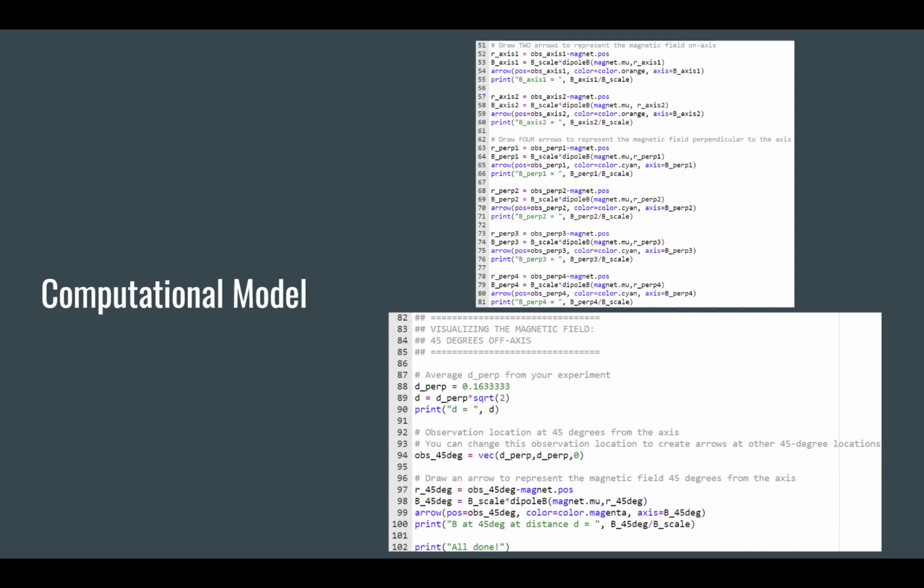These lines of code show how the arrows were created to represent the magnetic field on axis and perpendicular. Lastly, lines 82 through 100 show how the arrow for a magnetic field of 45 degrees off axis was created using the perpendicular distance found in the experiment.